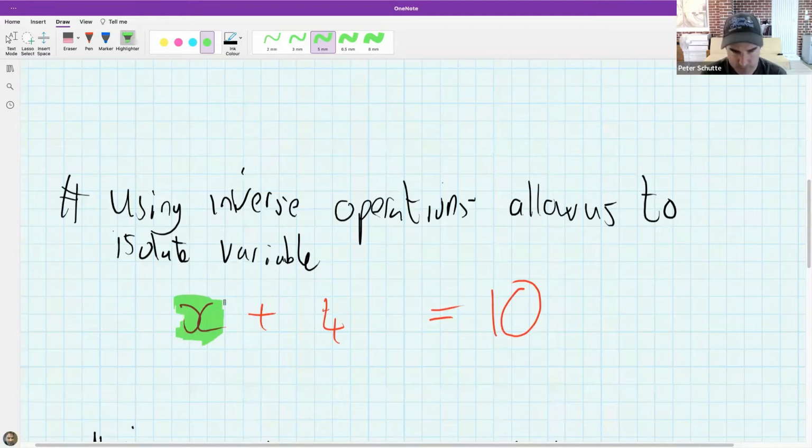Okay, it's 6. Now, if we were going to use the method that I'm suggesting for solving equations, what we do is to isolate the x. We look at whatever is near the x, and we use the inverse operation. Now, what would be the inverse operation of plus 4? What's the opposite of plusing 4?